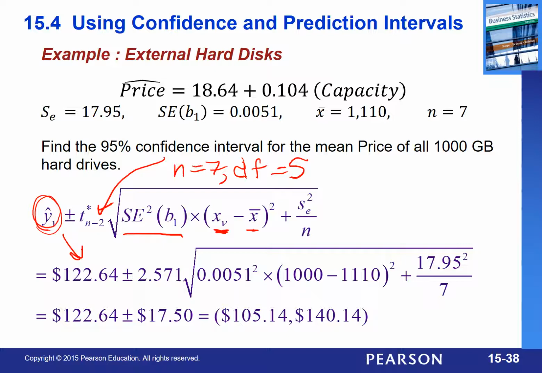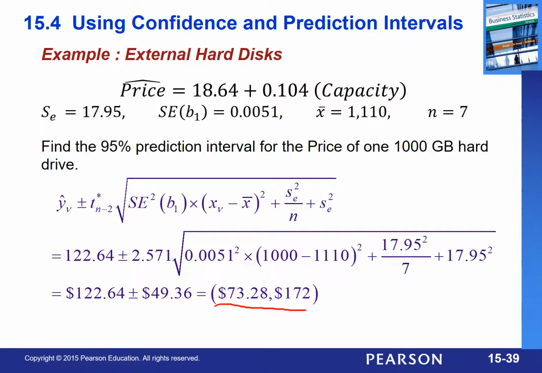And then my average for y, that's my predicted value from before. That's that 122.64 that we just calculated. And then we just need to plug and chug away, woohoo! And we get a range of $105.14 to $140.14. We are rounding this way because this is money.